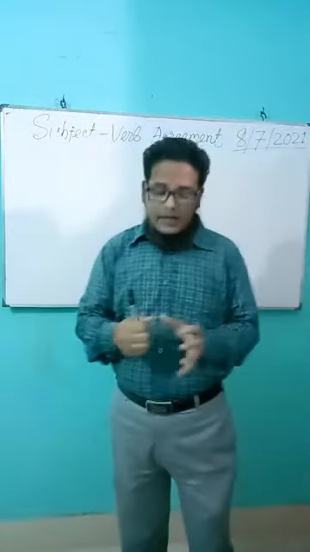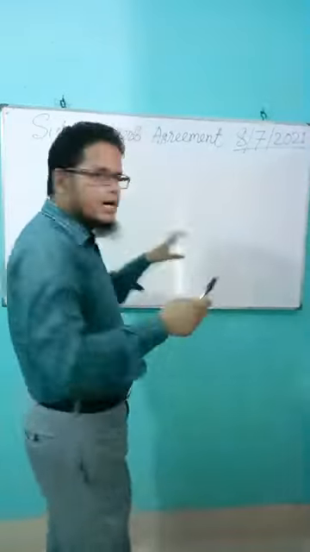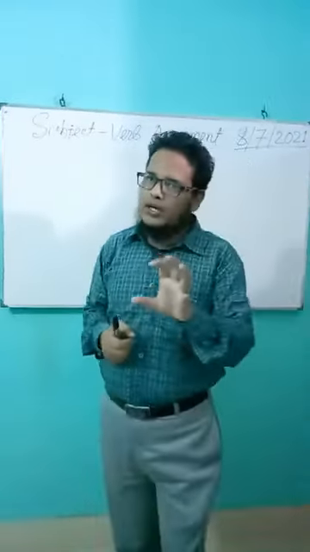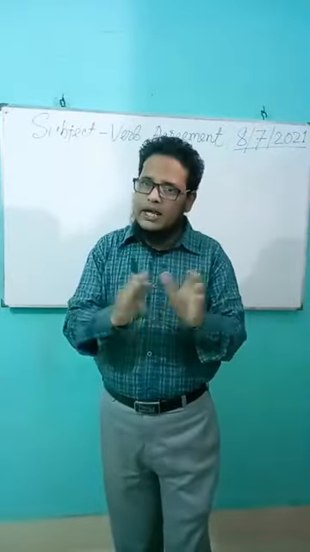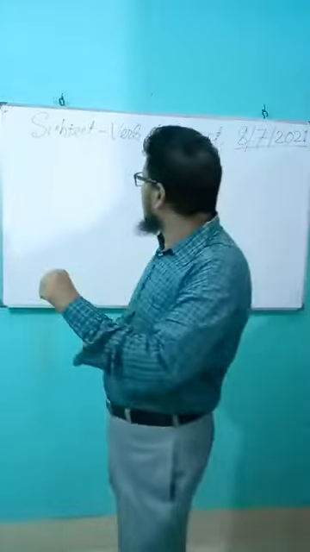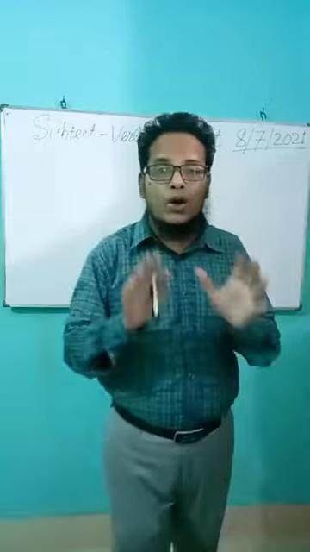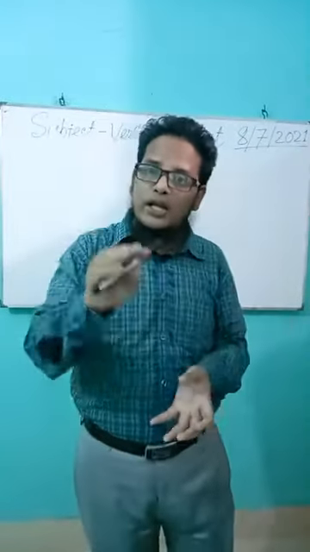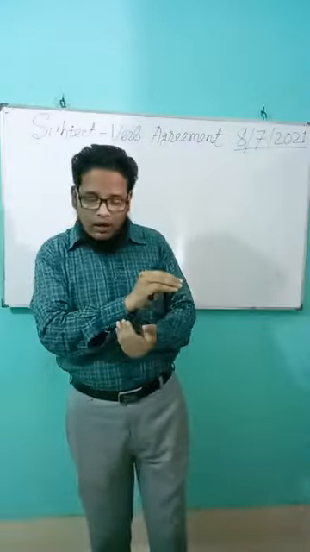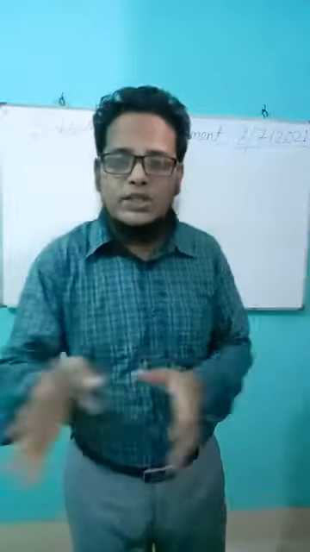The verb always agrees with the subject closest to it. Previously, I have told you that if two singular subjects are connected with or, either or, neither nor, then the verb must be singular. But now I am telling you that the verb agrees with the subject closest to it.